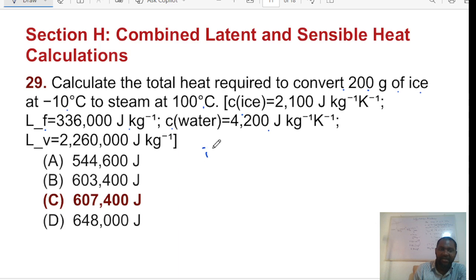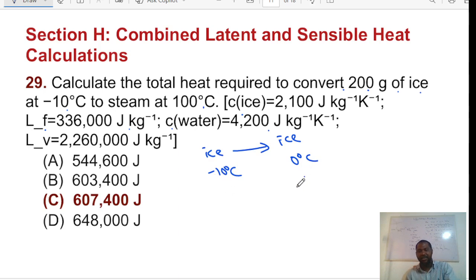Remember that the ice was first of all at minus 10 degrees Celsius. Ice cannot melt at minus 10 degrees Celsius. So when you heat it, the temperature will increase until it gets to ice at 0 degrees Celsius. So minus 10 has to increase to 0 before the ice starts melting. At 0 degrees Celsius, the ice now begins to melt. There is a process of melting from ice to water, and during that process of melting, the temperature will not change. At that point where ice is converted directly to water, temperature will not change.